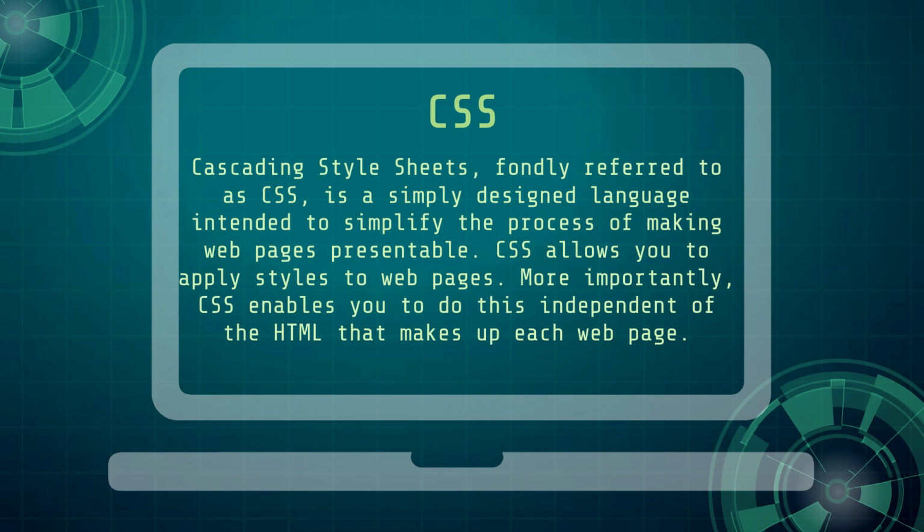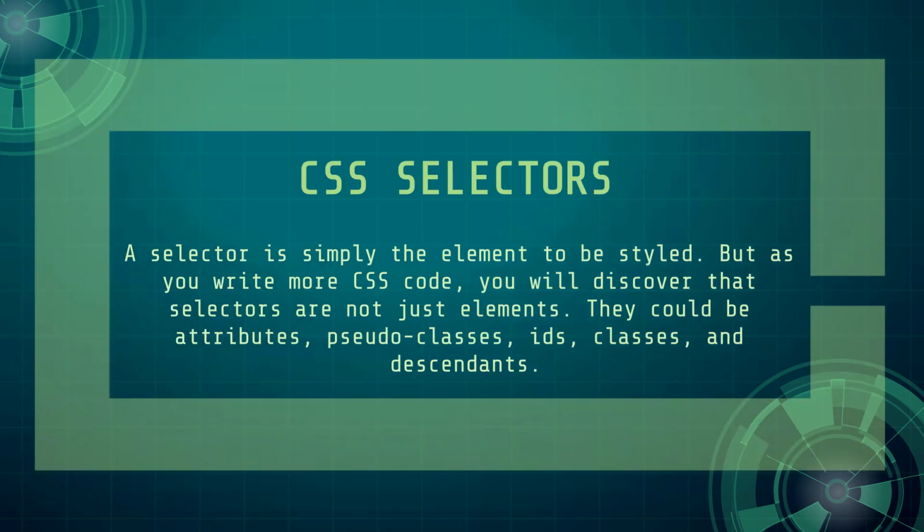Cascading style sheets, fondly referred to as CSS, is a simply designed language intended to simplify the process of making web pages presentable. CSS allows you to apply styles to web pages. More importantly, CSS enables you to do this independent of the HTML that makes up each web page.